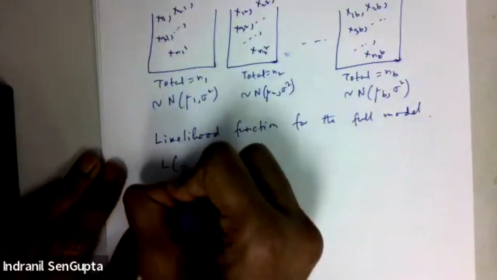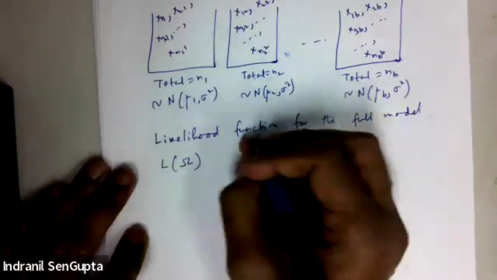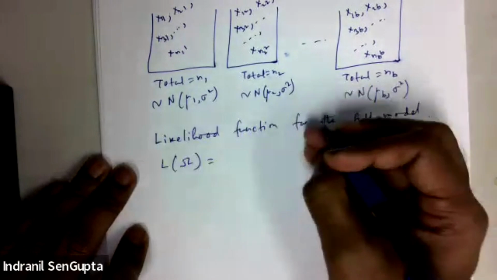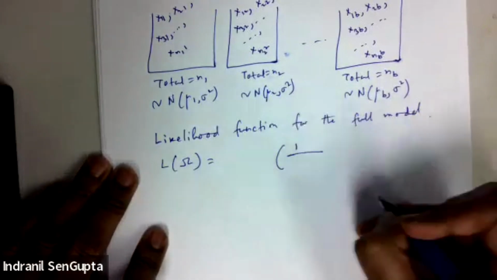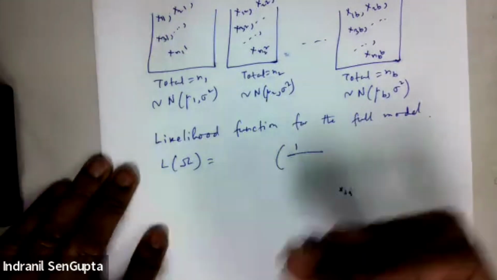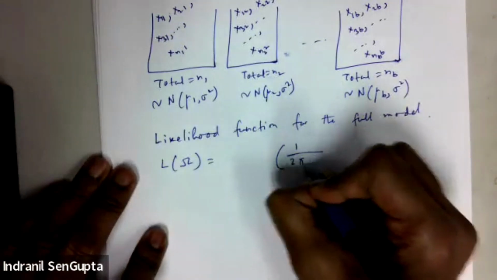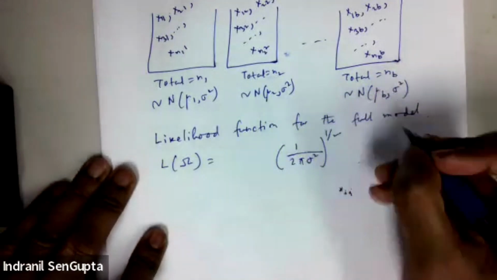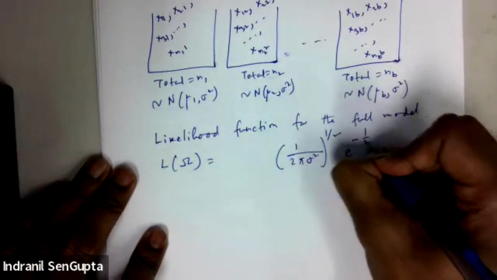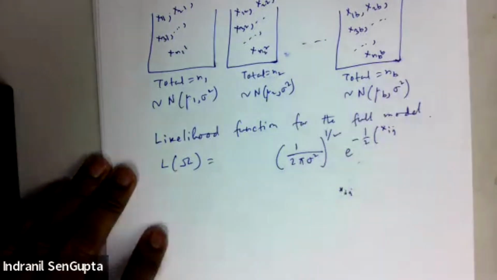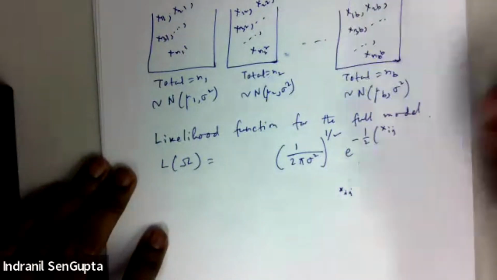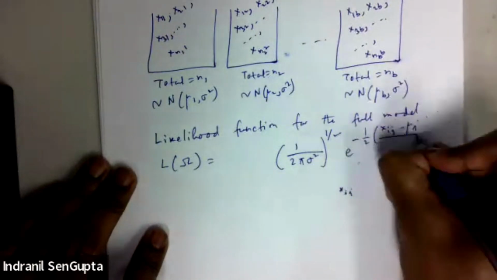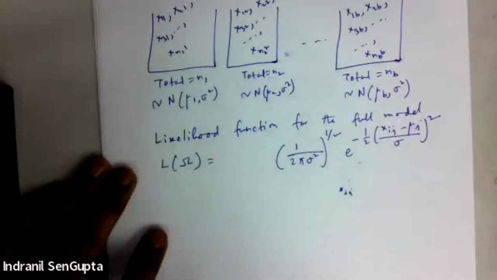It's given by L of omega. Let's write it for the ijth element. So let's focus on xij. I have 1 over 2 pi sigma squared to the 1/2, e to the minus 1/2 xij. Now if it's xij, it must be from the jth bucket, so it has the mean mu j. So it's minus mu j over sigma squared, right?